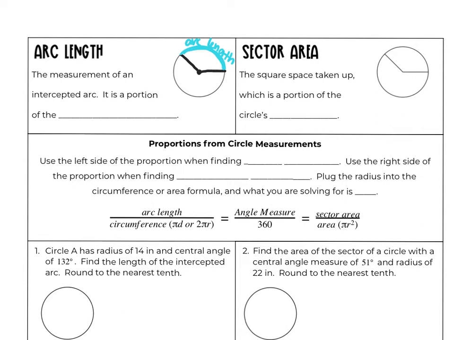Okay, and arc length is a portion of the circumference, because the circumference is all the way around the outside. Now sector area is the square space taken up, meaning like if you have a house, you want the square footage, just means you answer in something squared. So that's the actual space inside, which is a portion of the circle's area.